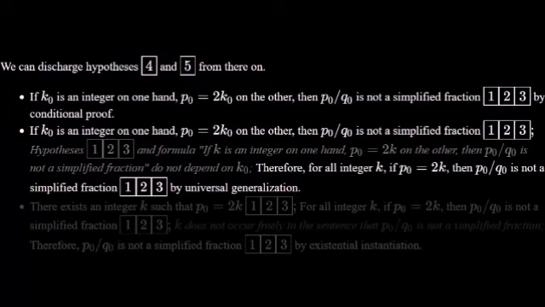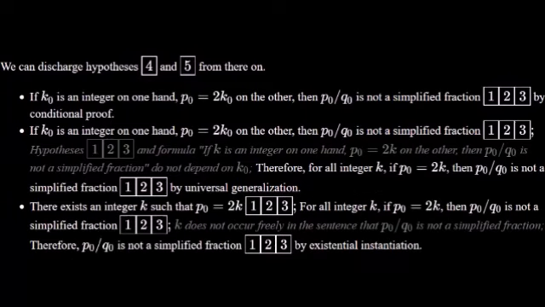So since there exists an integer k such that p0 equals 2k, and that for all integer k, if p0 equals 2k, then p0 over q0 is not a simplified fraction, using tags 1, 2, and 3, and also, finally, as k does not occur freely in the sentence that p0 over q0 is not a simplified fraction, we can use existential instantiation to derive that p0 over q0 is not a simplified fraction, using tags 1, 2, and 3.